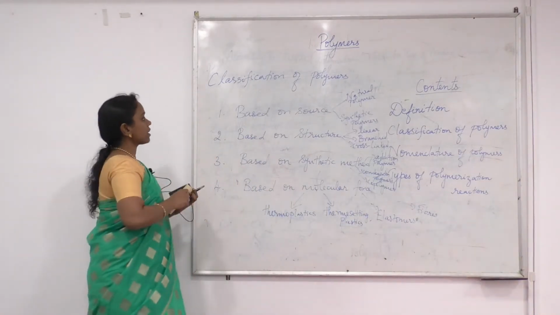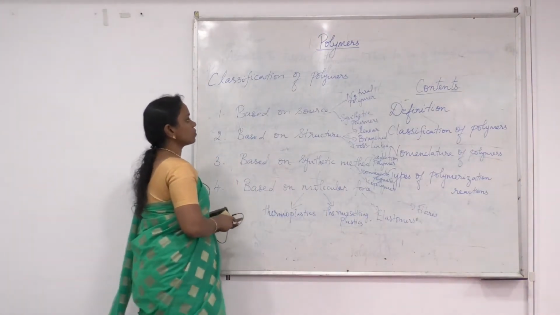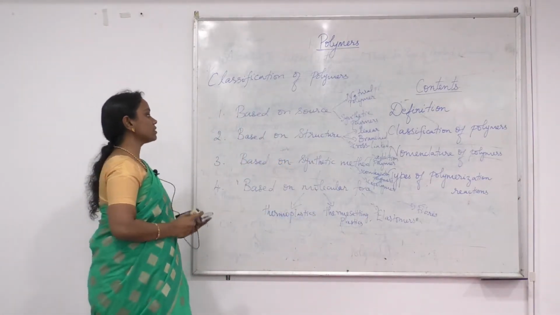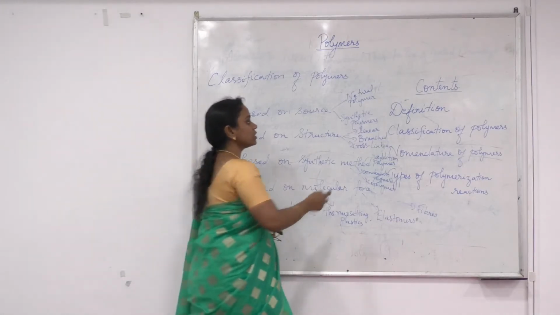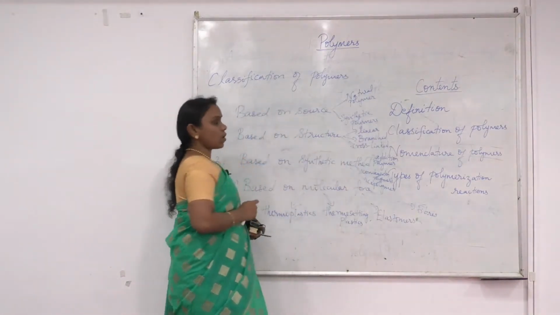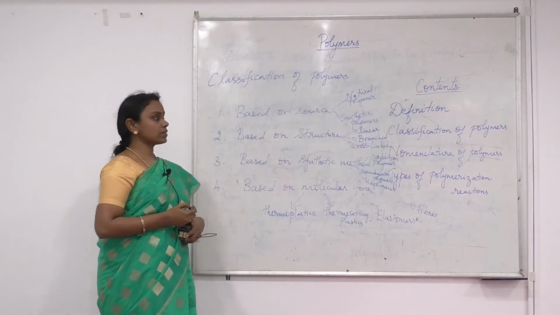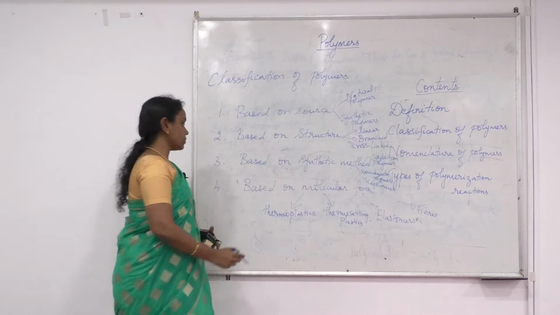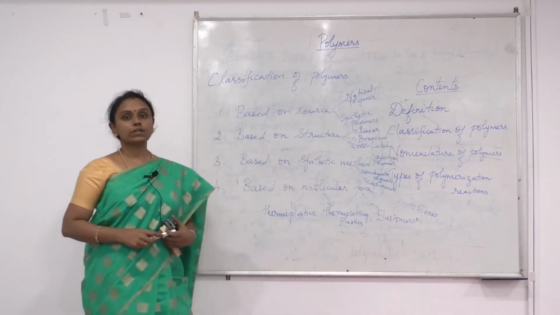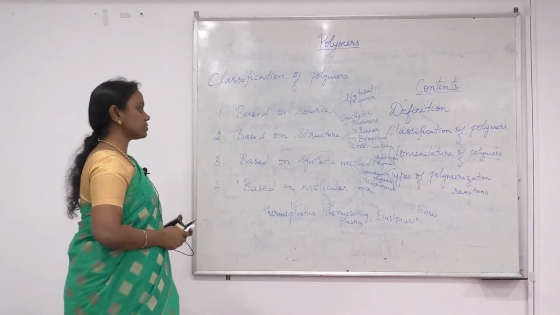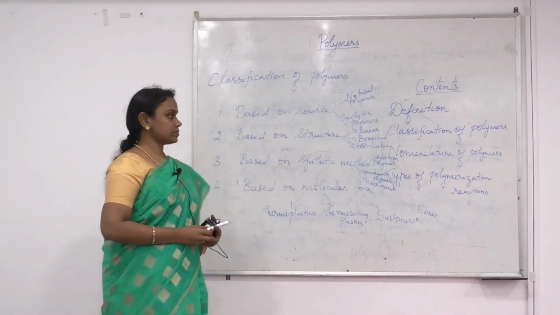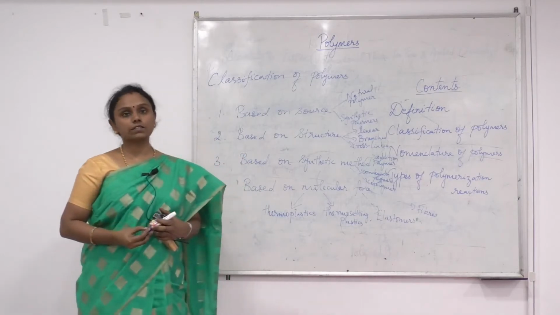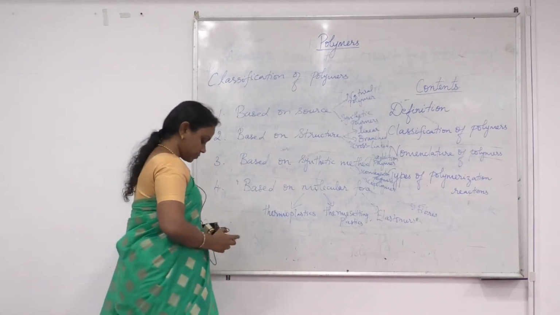So, classification of polymers. Polymers can be classified based on the source. Based on the source, they can be classified into natural polymers and synthetic polymers. Based on the structure, into linear polymers, branched chain and cross-linked polymers. Based on the synthetic method, into addition polymers, condensation polymers and copolymers. Based on the molecular force, into thermoplastics, thermosetting plastics, elastomers and fiber. Next we will see the various nomenclatures that are involved in polymer chemistry.